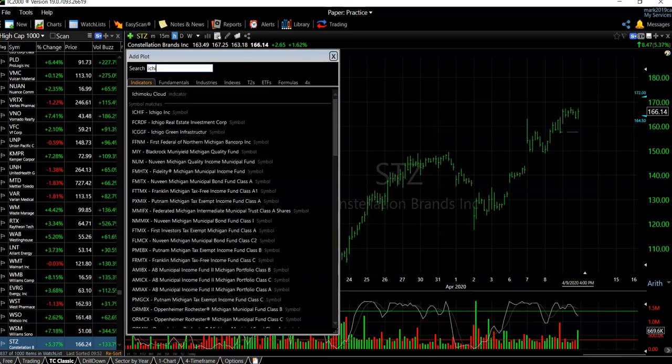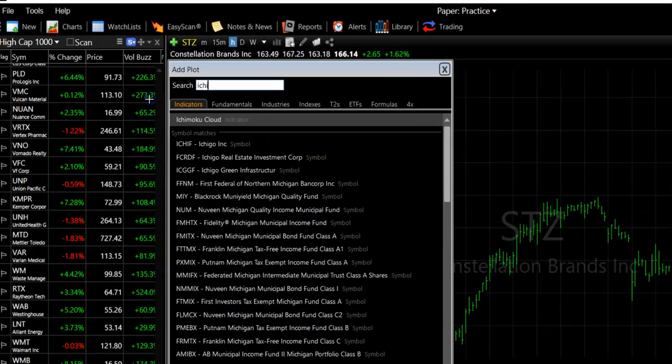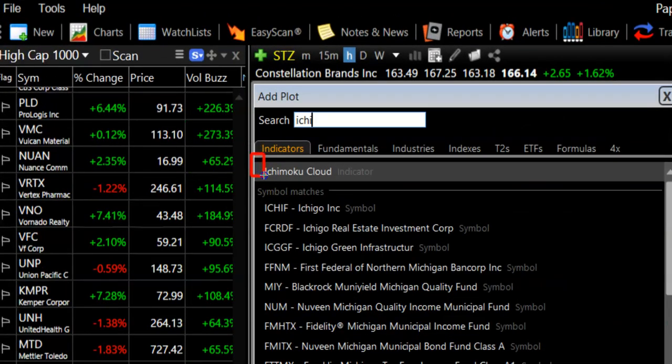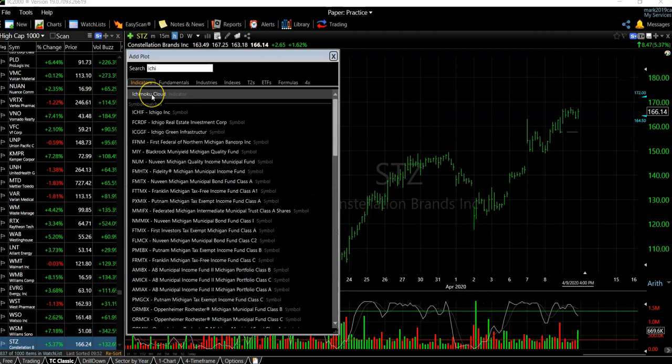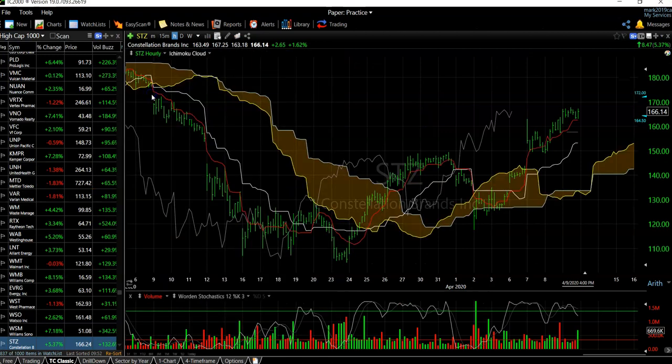So essentially this is the Ichimoku cloud, and I'll bring it a little closer. Ichimoku cloud indicator. This is the one that we want to plot on the chart. Select Ichimoku cloud. So Ichimoku cloud plots on the price history of STZ.